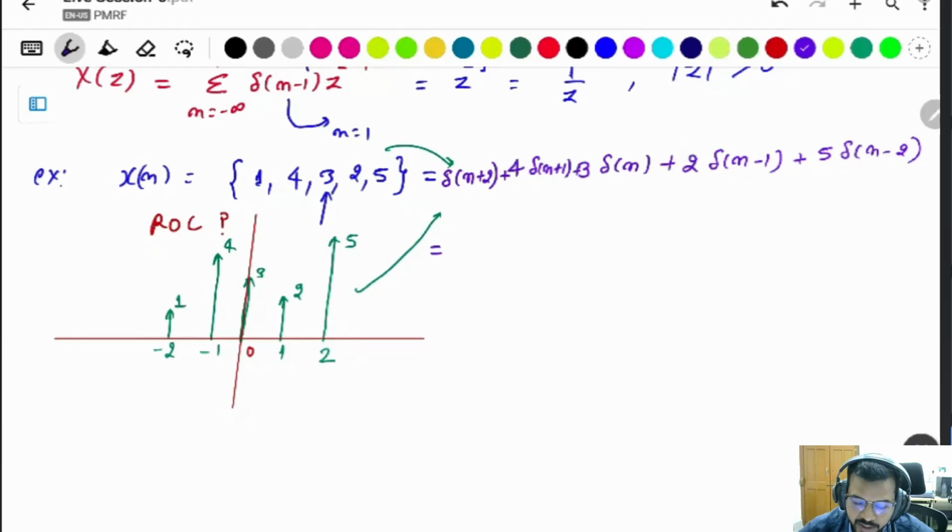If you convert it into the Z transform, then we write it as Z to the power minus n. You have to put the minus 2. This one, minus 2, means Z to the power of minus 2. Z power minus of minus 2 means Z square. In this case 4 Z power of 1. This will be 3 only, Z power 0, plus 2 Z power of minus 1 plus 5 Z power minus 2.